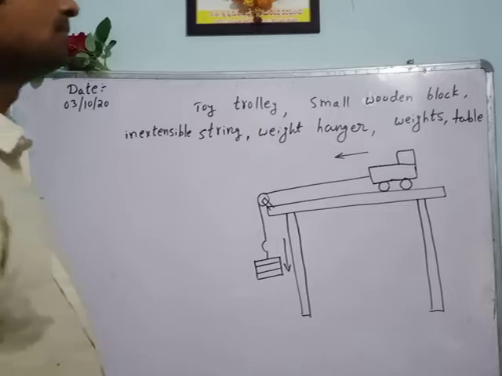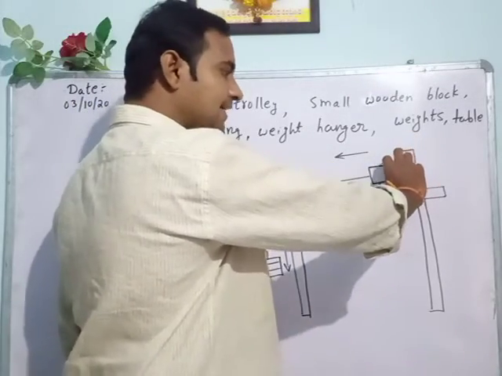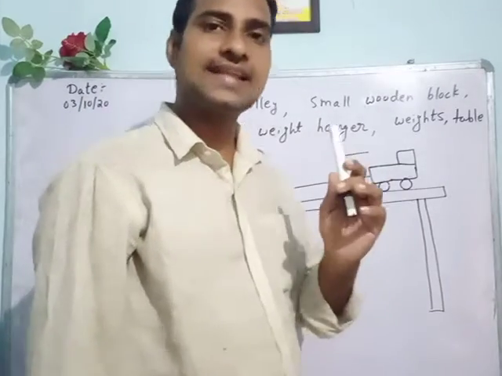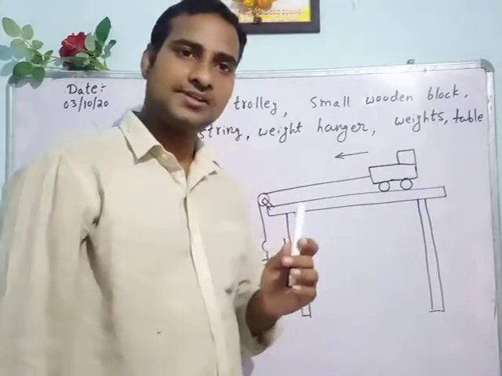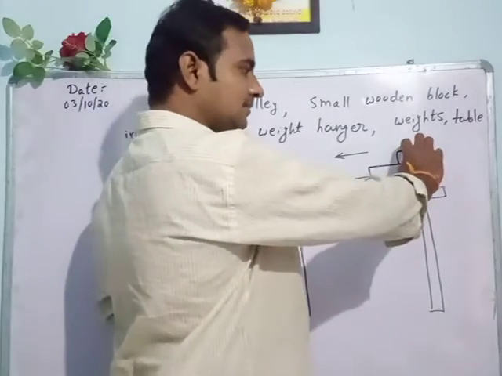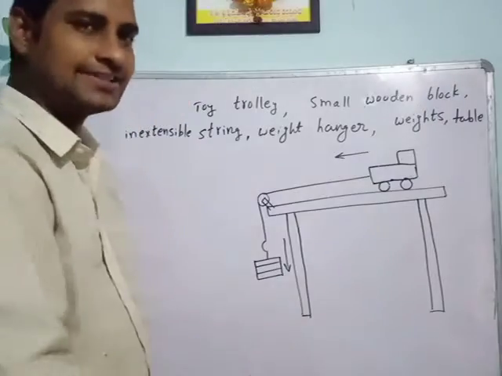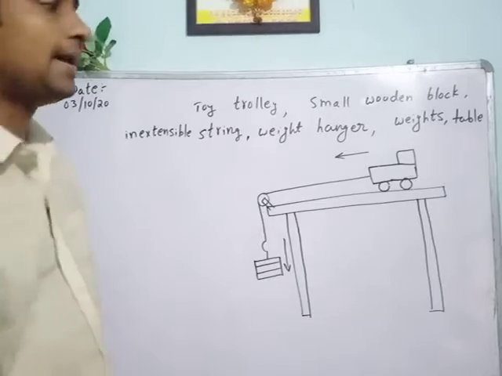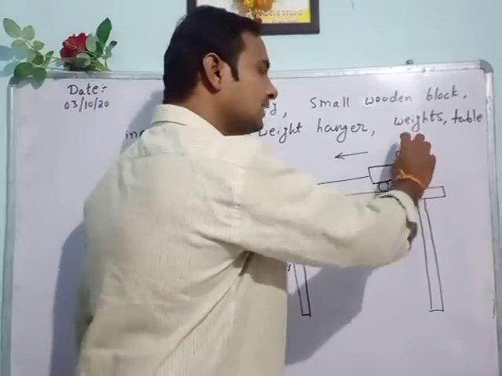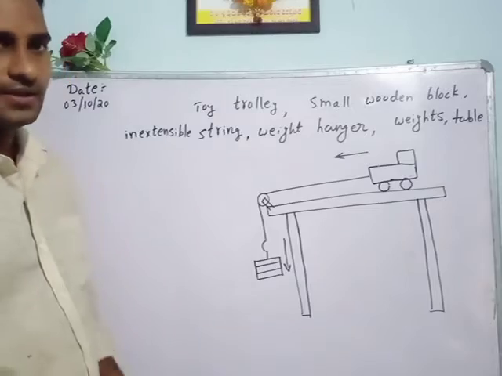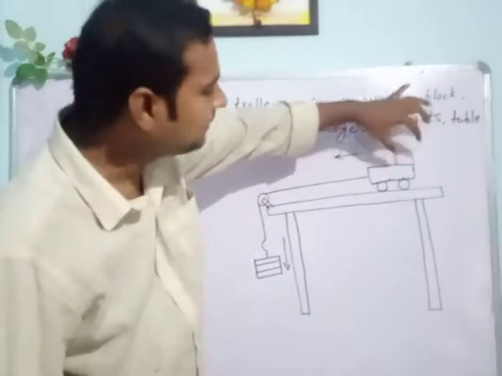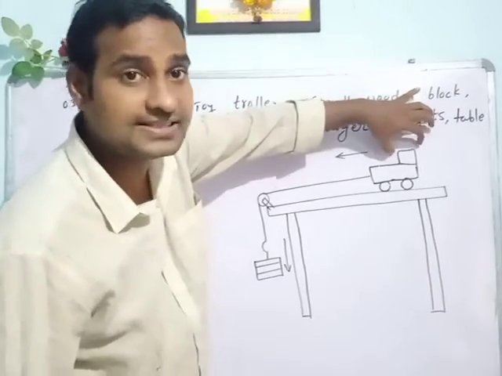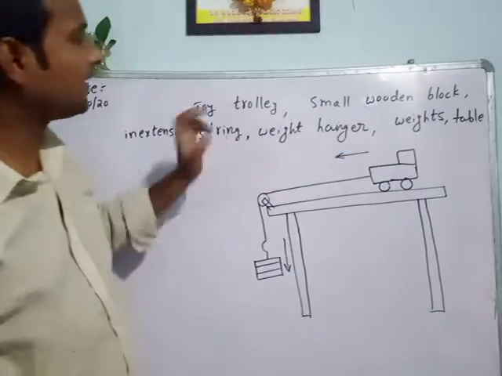But between the surface of the block and the surface of the toy trolley, one force is applied, that is static friction. So what is static friction? One object is at rest, but the other object is in motion. Actually the block is at rest compared to the surface of the toy trolley, but the block is in motion compared to the surface of the table.